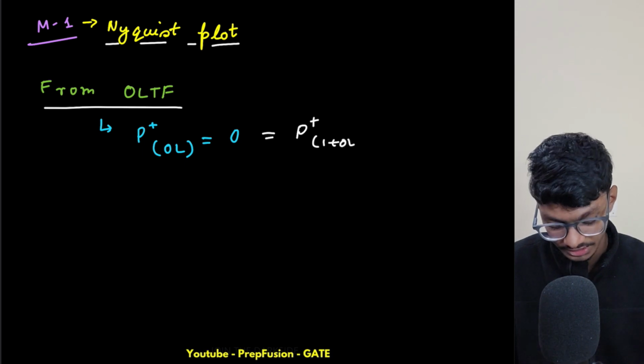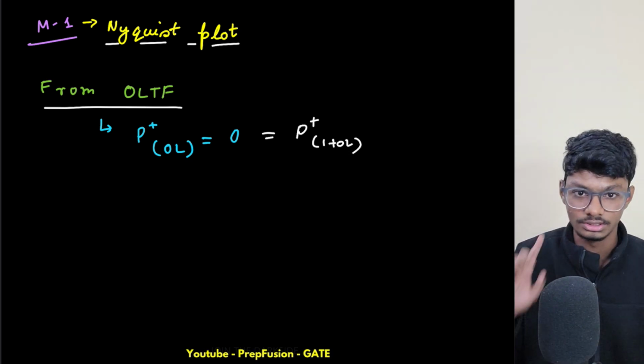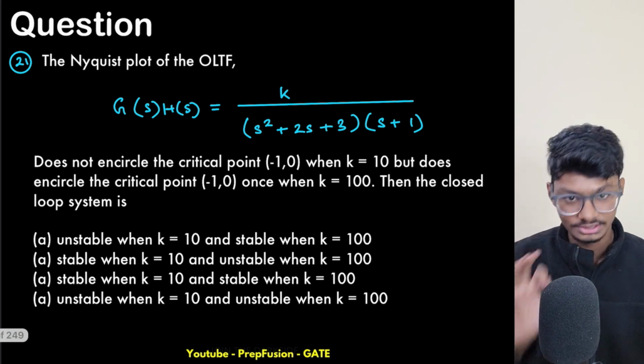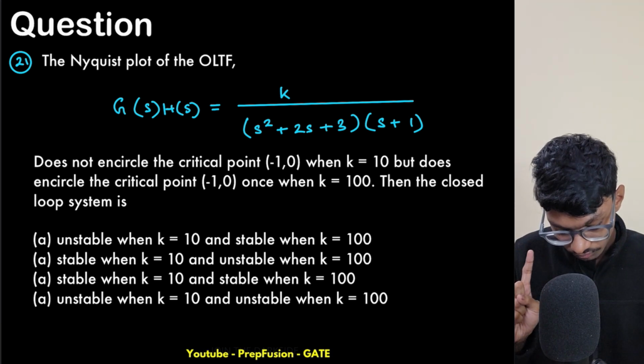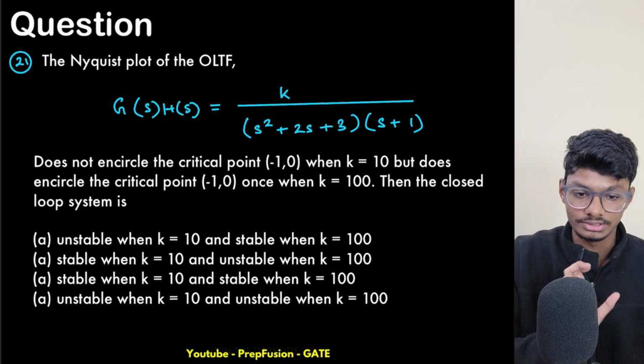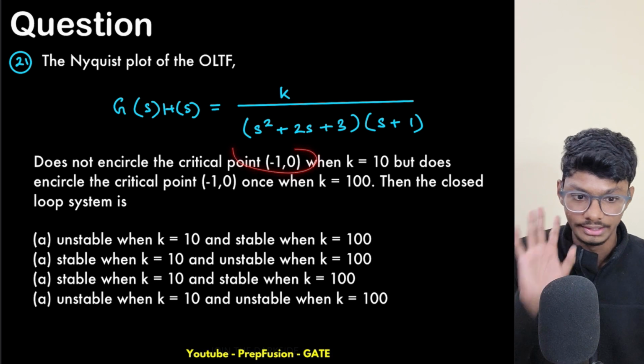But now this has got installed into your brain, I hope. So this is the same as this, right? Now what I will recommend is, we have to find the number of encirclements around the minus 1 comma 0 point. So for K equals 10, it has told us it is 0.